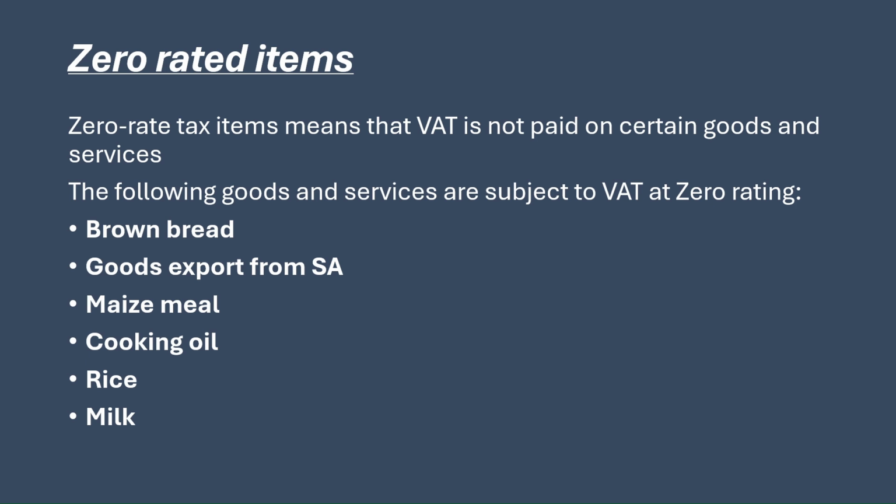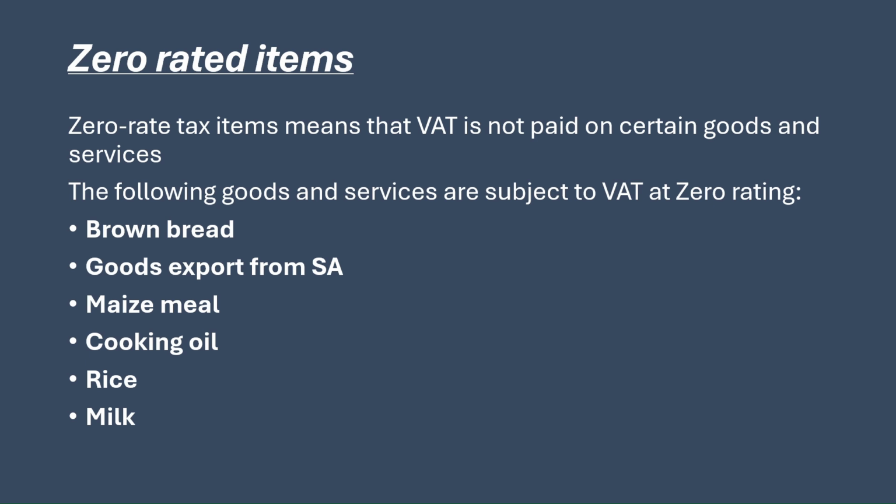Okay, now we have zero rated items, right? With zero rated items, it means that VAT is not paid on certain goods and services, right? So the following goods and services are subject to VAT at zero rate. Things like your bread, your goods exported from SA, your maize meal, your cooking oil, your rice, your milk, things like your beans, your eggs, international transport, your petrol and diesel, services supplied outside of SA. So those are the things that are zero rated.